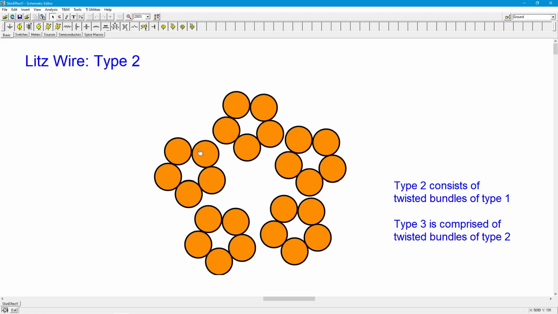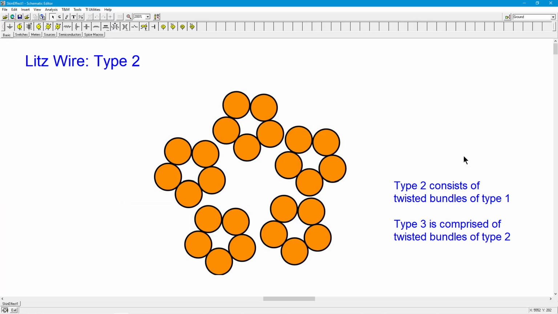And again, this is twisted, this is twisted, this is twisted, this is twisted, this is twisted. Now, these 5 are all twisted together. And then a type 3, this whole thing, along with its 4 pals, would all be twisted together, right? So this is like twisted on top of twisted on top of twisted. Now, there are other types of Litz wire. There is a type 4, a type 5, a type 6, and so on. They just don't keep increasing this. At some point, you run out of it; it's diminishing returns.